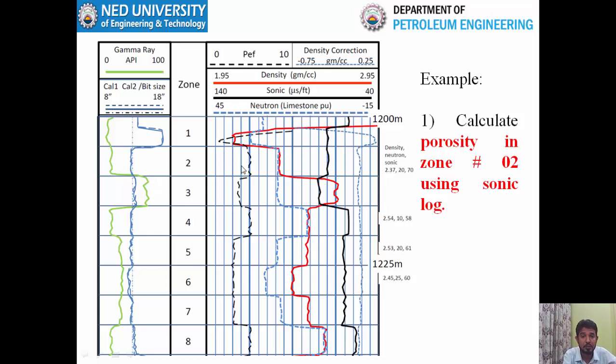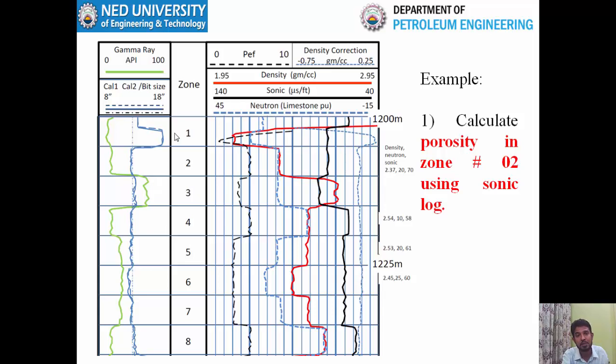So the PEF log is given to you, and the neutron density response and gamma ray response are given to you. So low gamma ray value, PEF value is 5, and neutron density curves are overlapping. So these are the common log responses of limestone lithology filled with water. So zone number 2 is most likely limestone filled with water. So you now know that zone number 2 is limestone.